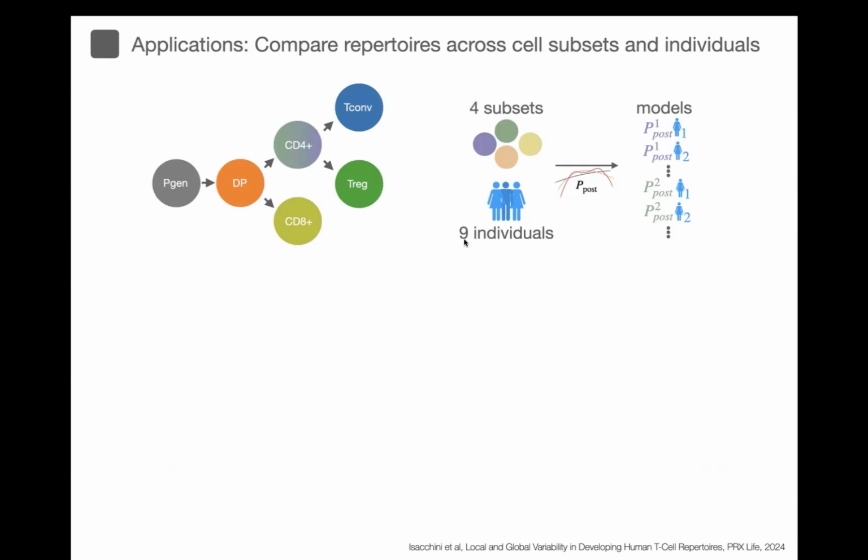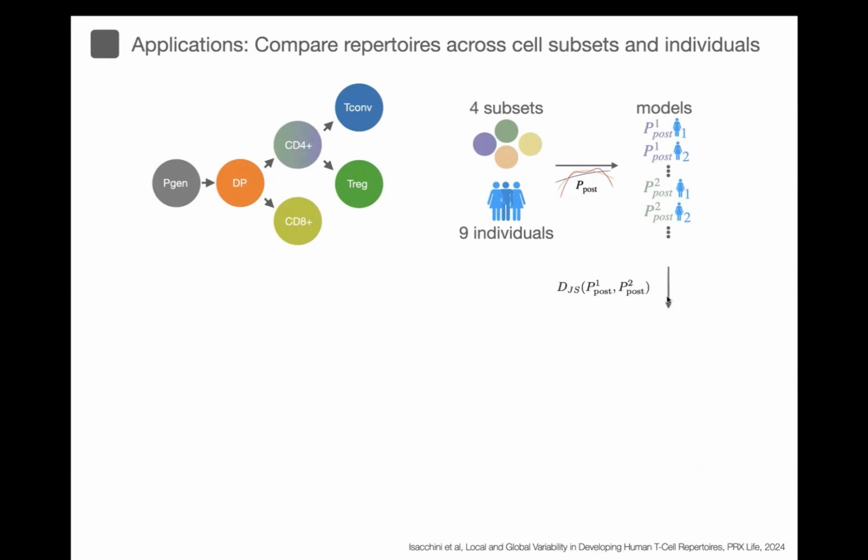There we had access from the thymus of 9 individuals, 4 different subsets: the double positive stage of T cell development, CD8 positive, regulatory T cells, and conventional T cells. Since we have these 9 individuals, we could learn a different PGen model for each of the individuals, so a personalized generation model, and then a different specific selection model for each T cell subset. And so this gives us a big list of models.